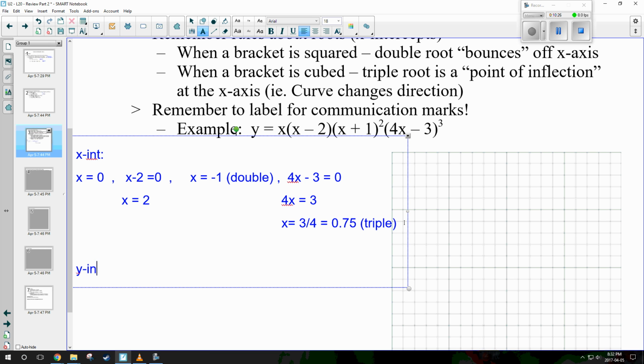Let's do our y-intercept next. Remember, for our y-intercept, we set x equal to 0. So in our equation here, wherever we see an x, we're plugging in a 0.